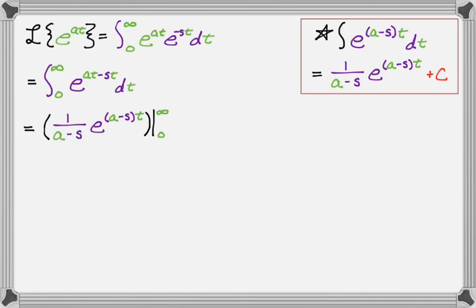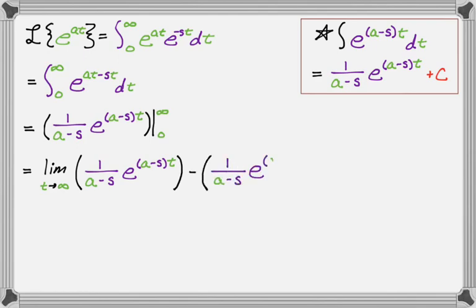So let's go back here, and we substitute our antiderivative. So from 0 to infinity, it's going to be an improper integral because of that infinity, so we want to use the proper notation. So it's the limit as t approaches infinity of this thing, and then minus what happens when you plug in 0 for t is that we get this.